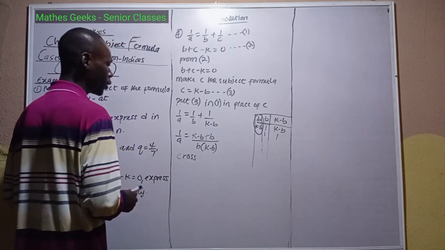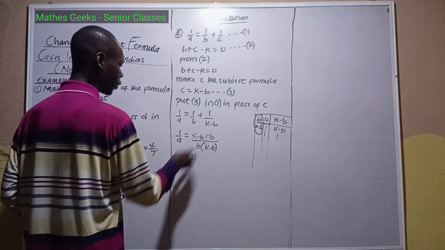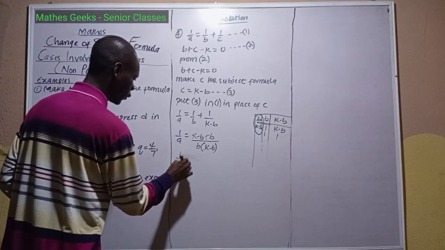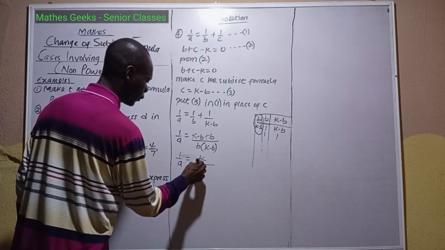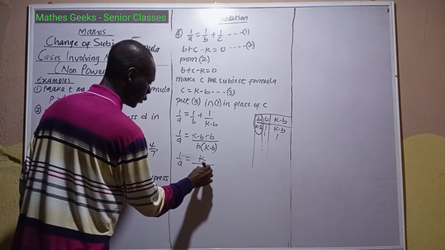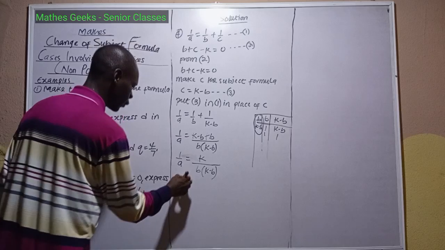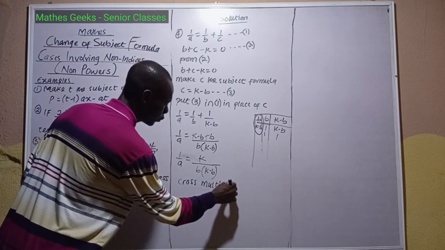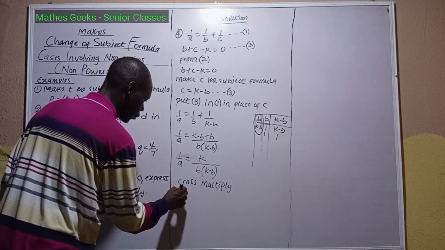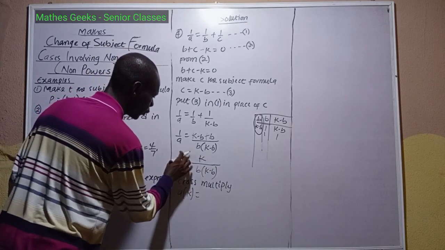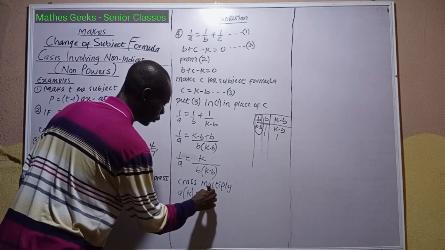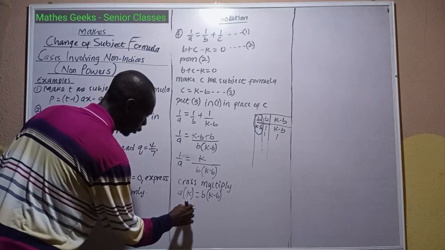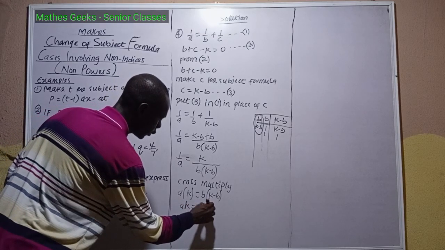But before we do that, let's simplify here. So minus B plus B will give us K. 1 over A is equal to K over B times K minus B. So we can cross multiply. A times K equals B times K minus B.